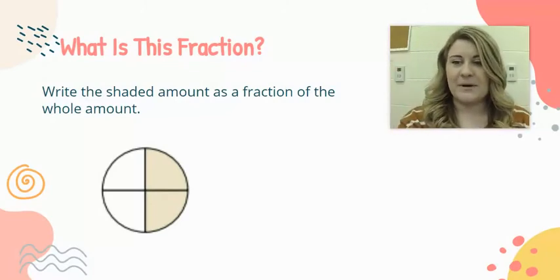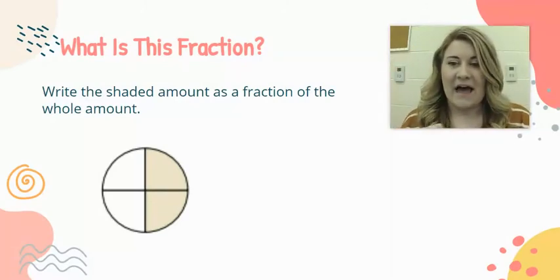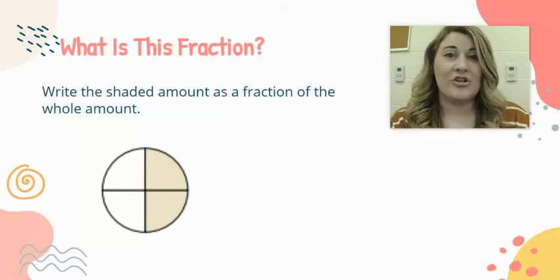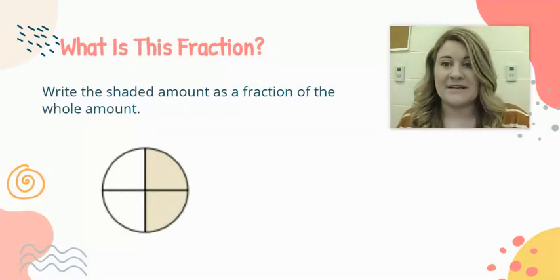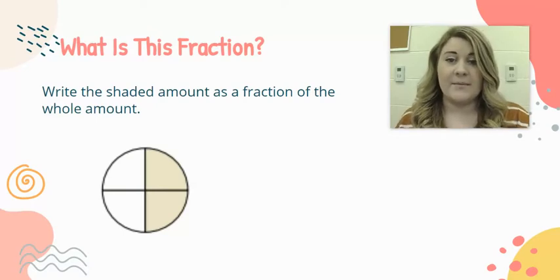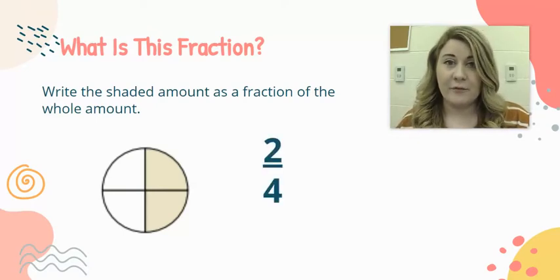So with this particular fraction, we have 1, 2, 3, 4 sections. So 4 is going to be my bottom number because that is my total. My top number is going to be the shaded amount. So how many pieces here are shaded in? Well, it's 1, 2. So the number on top is going to be 2, and the number on bottom is going to be 4, because 2 out of the 4 pieces are shaded in.